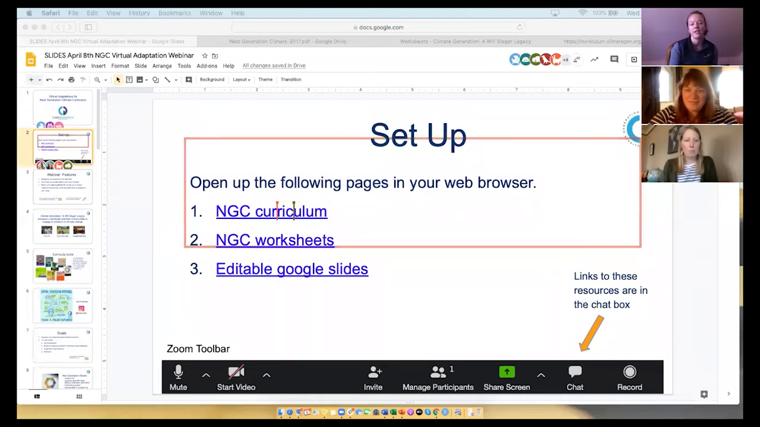You can either click on the link in the slide, or you should be able to locate the documents in the chat box. And if you're having problems, you can just let us know in the chat and Sarah is here to help you out. We'll just wait one more moment before we get started.